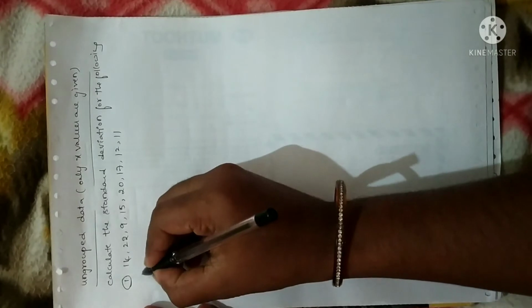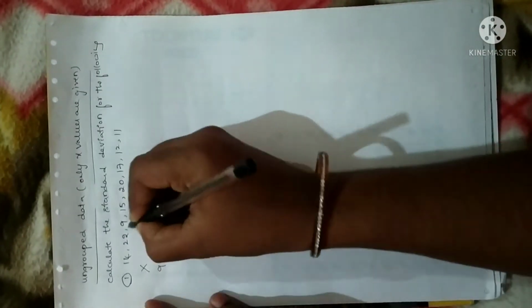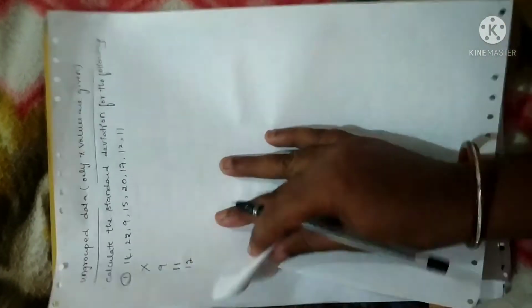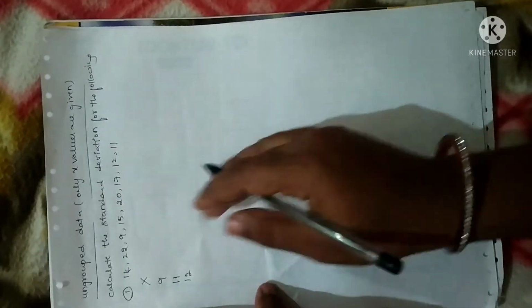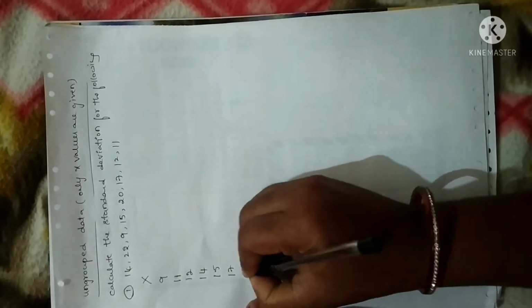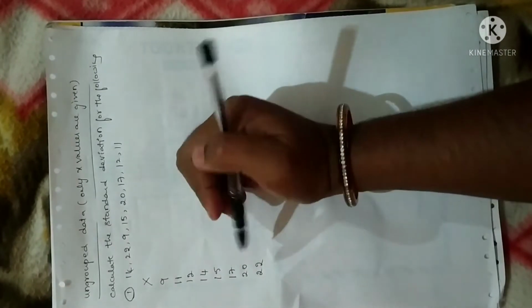Now here is a problem. Clearly it is ungrouped data. Why? Because only x values are given. We have to calculate the standard deviation for this. First step, we have to write the given data in ascending order, right from the minimum value, that is 9, 11, next minimum value is 12, next minimum value is 14, next 15, next 17, next 20 and 22. So I have written the given values in ascending order.